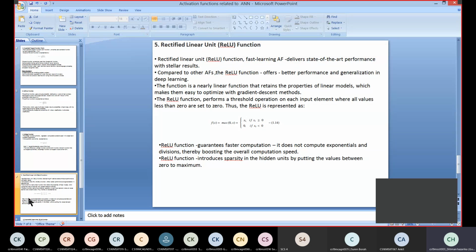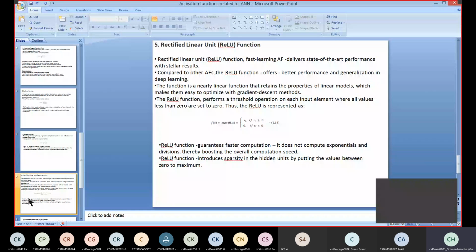The ReLU function guarantees faster computation and it does not compute exponentials and divisions. Thereby, it boosts the overall computational speed. The ReLU function introduces sparsity in the hidden units by putting the values between 0 and the maximum.